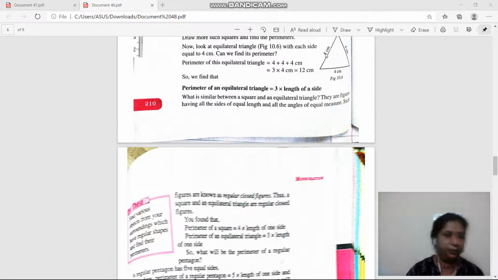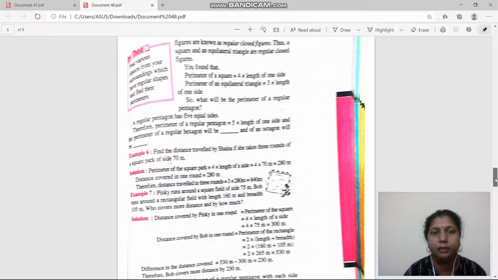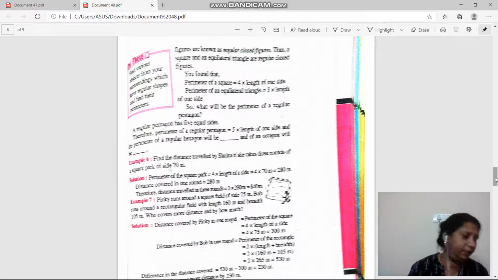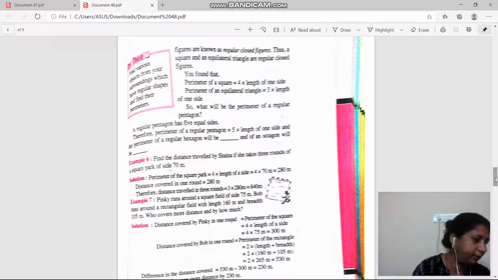Now please see page number 211, as the picture is blurry here. Page number 212, please see on page number 211, not 12, so 11, because the picture on the screen is a little bit blurry. I'm sorry for that. So please see page number 211. Thus a square and an equilateral triangle are regular closed figures.